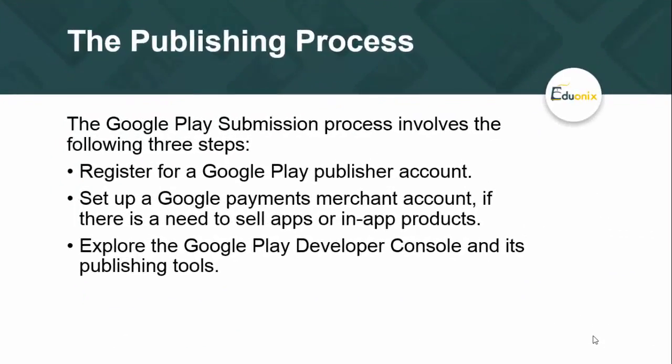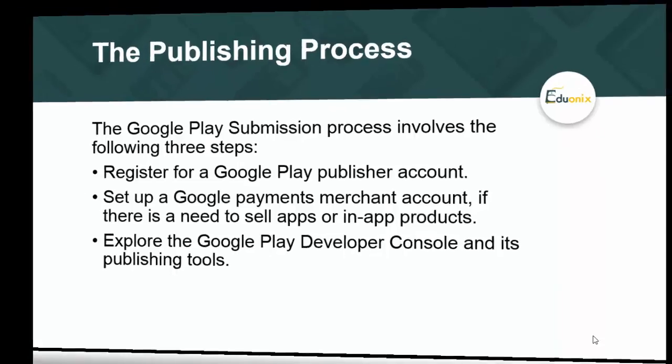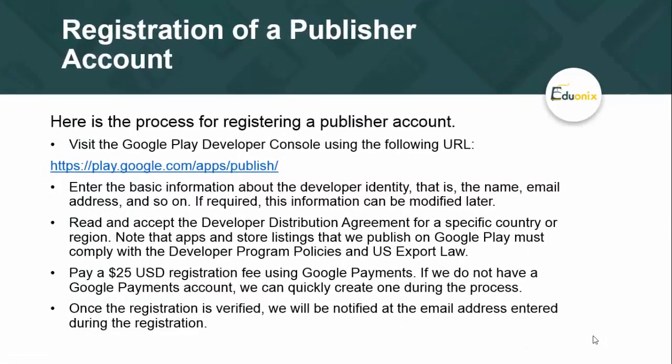The Google Play submission process involves the following 3 steps. Register for a Google Play publisher account. Set up a Google Payments merchant account if there is a need to sell apps or in-app products. Explore the Google Play Developer Console and its publishing tools. On the next slide, we will learn how to register a publisher account.